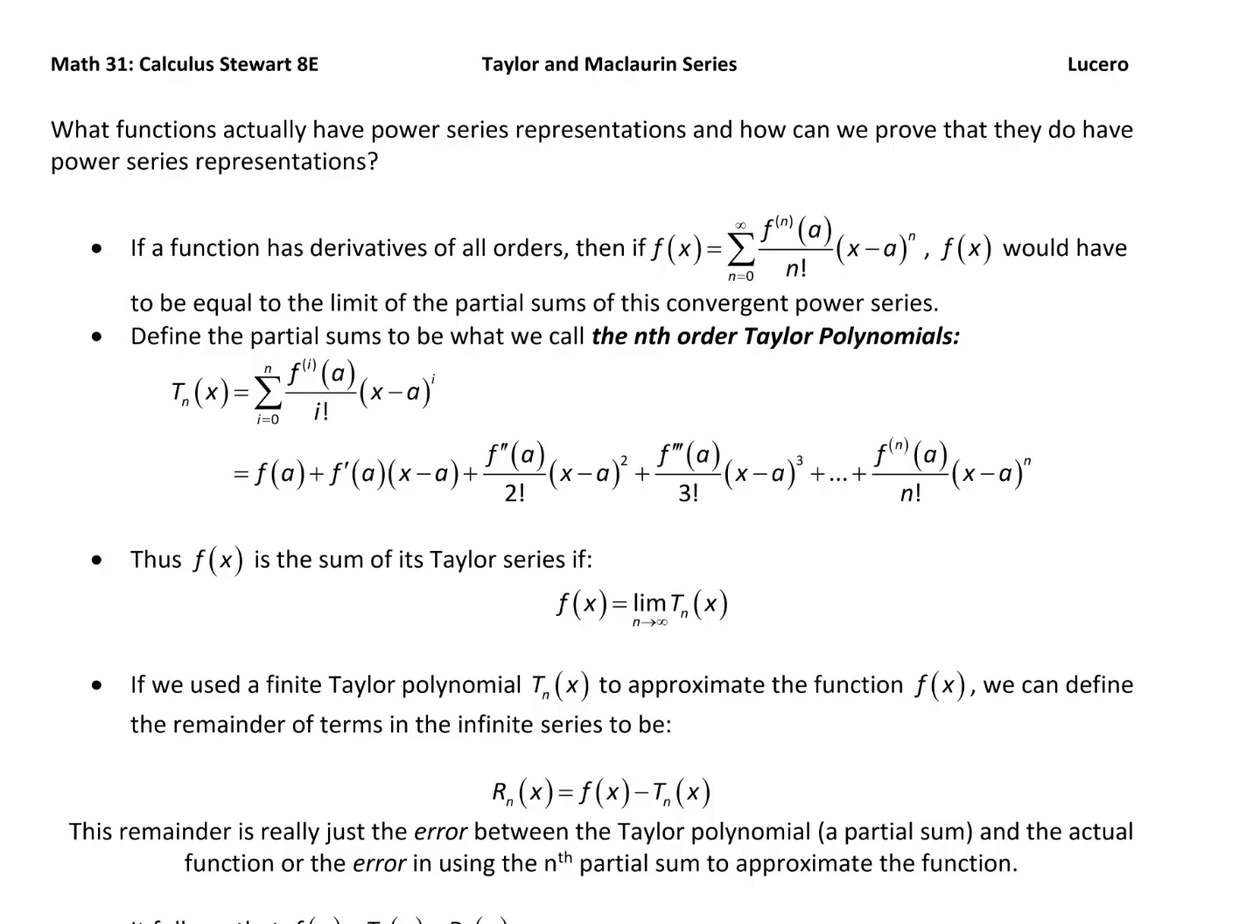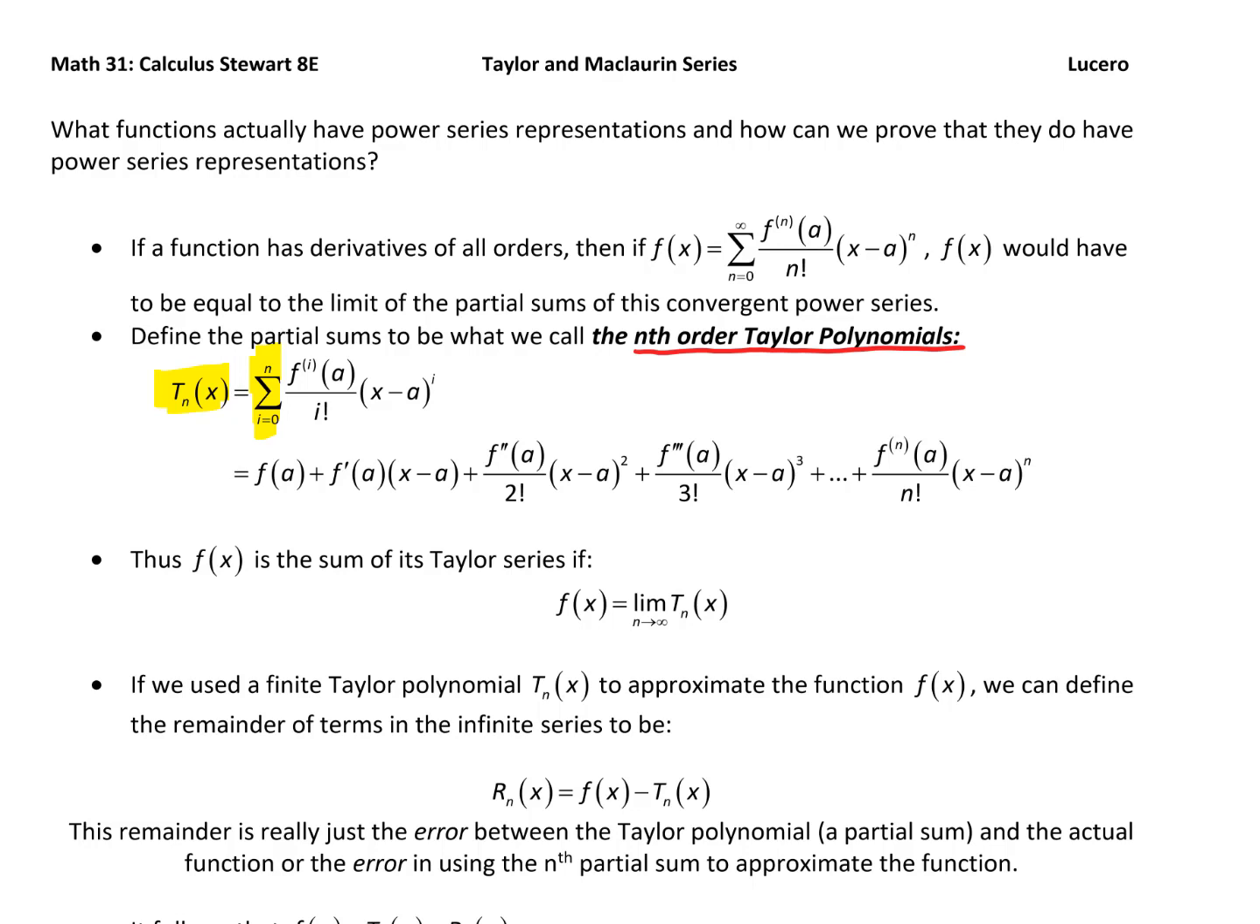If a function has derivatives of all orders, and we have a power series representation, as we've talked about before, then the function itself would be equal to the limit of its partial sums of this convergent power series. So we define what are called the nth order Taylor polynomials. That's a partial sum where we're looking at the power series from i equals 0 to n. So we're actually looking at a polynomial of nth degree.